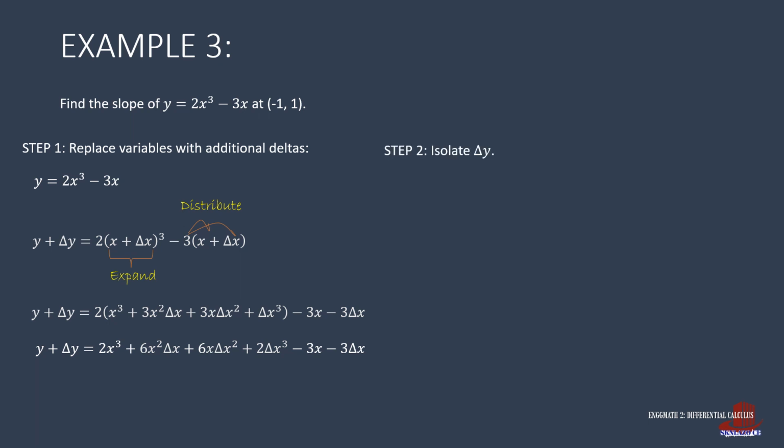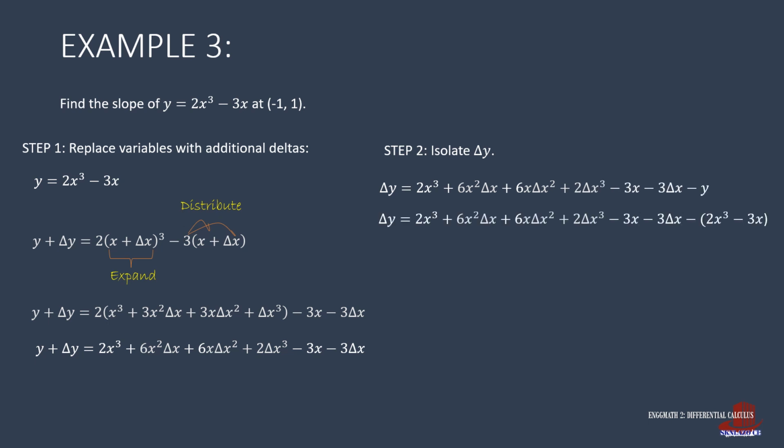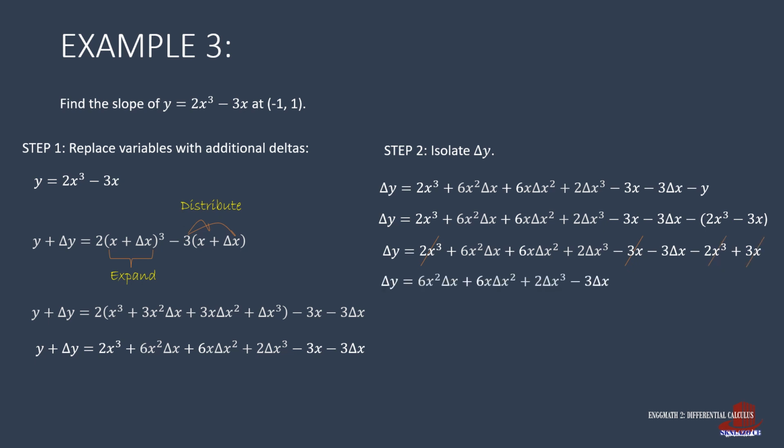Secondly, isolate delta y by transposing y to the other end. And since y is also 2x cubed minus 3x, we can distribute the negative sign and cancel out 2x cubed and 3x, giving a shorter equation, delta y is equal to 6x squared delta x plus 6x multiplied by the square of delta x plus 2 times delta x cubed minus 3 delta x.